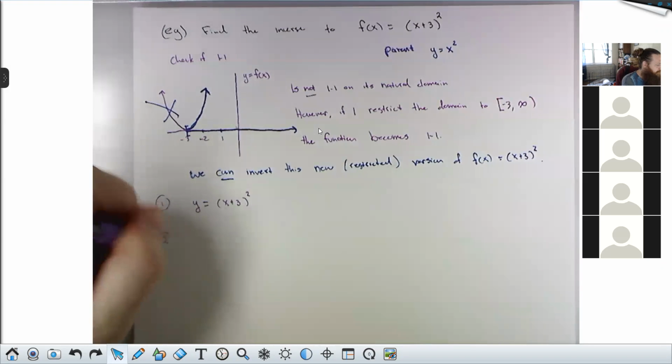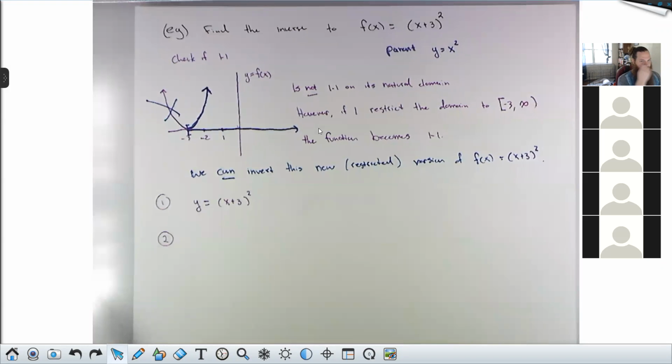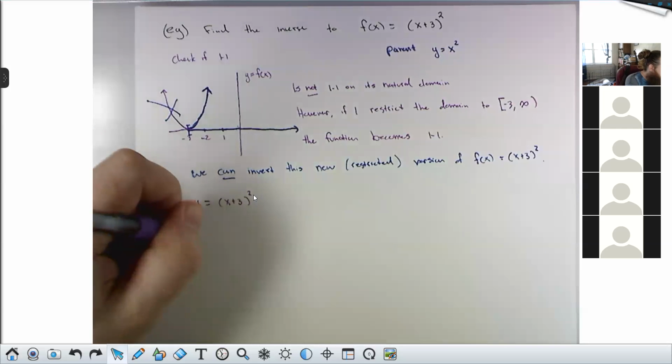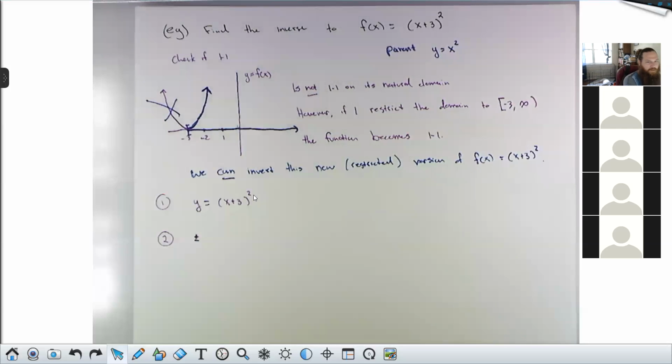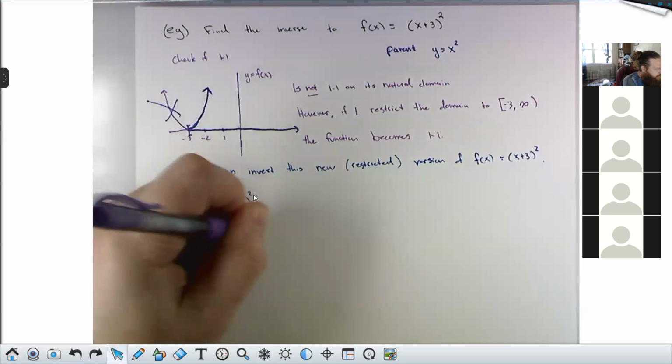Next, I want to start solving for x. What's the first step in solving an equation like this for x? Should you go ahead and square everything? Well, so everything on the right-hand side is already squared. I want to get rid of that square. So how do I get rid of a square? Take a square root. Yeah. And remember, when you take square roots in an equation, you get a plus and minus. So when I take the square root here, I'll get plus minus square root of y is equal to x plus 3.